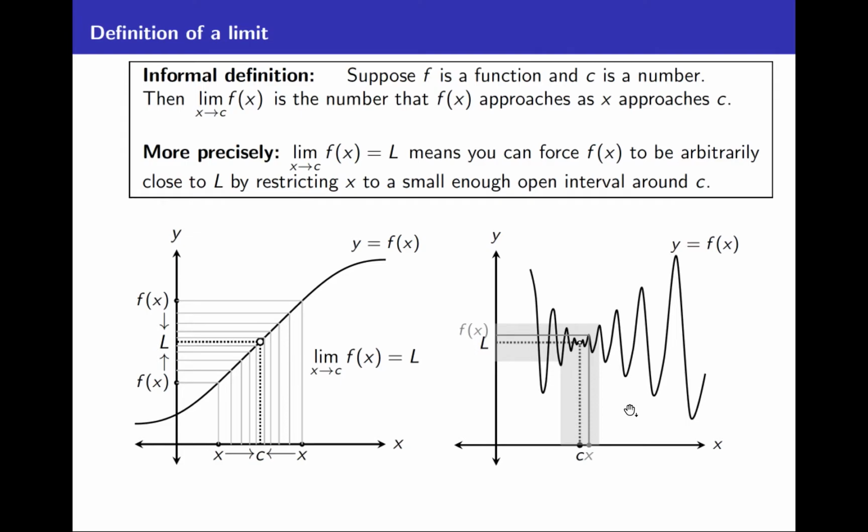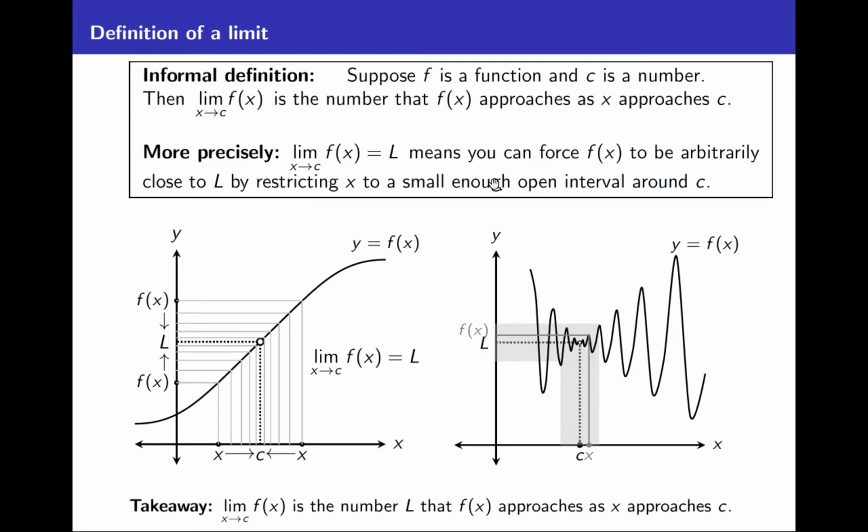So the takeaway here really is, as we stated up here, that the limit as x approaches c of f of x is the number L that f of x approaches as x approaches c, with the understanding that f of x could be approaching L, maybe as indicated here in this picture. Not getting steadily closer and closer to L, but going back and forth, but zeroing in on L.